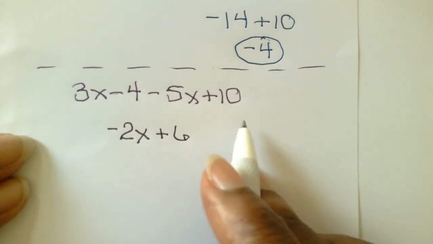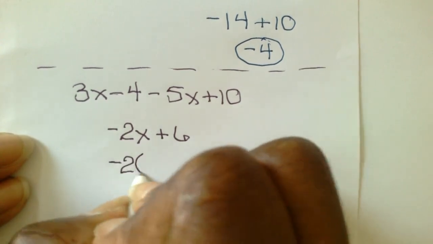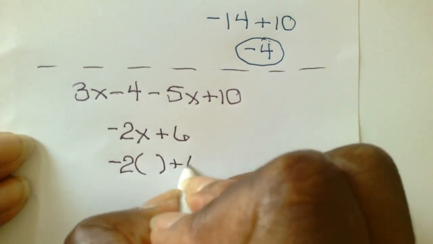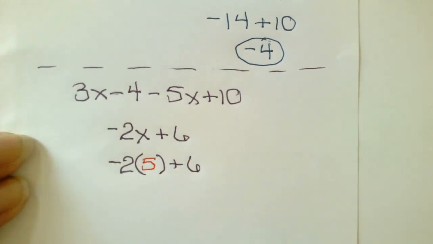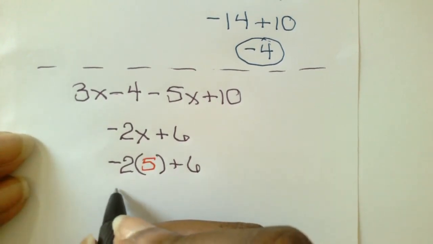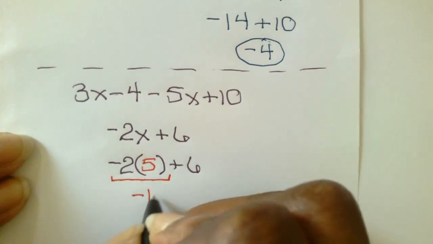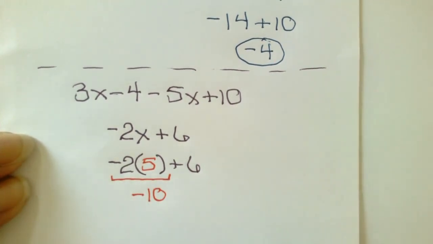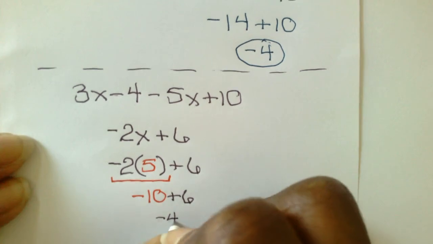So after I combine my like terms, then I can substitute that 5. Now I have negative 2 times 5, which gives me negative 10, plus 6, which gives me a negative 4.